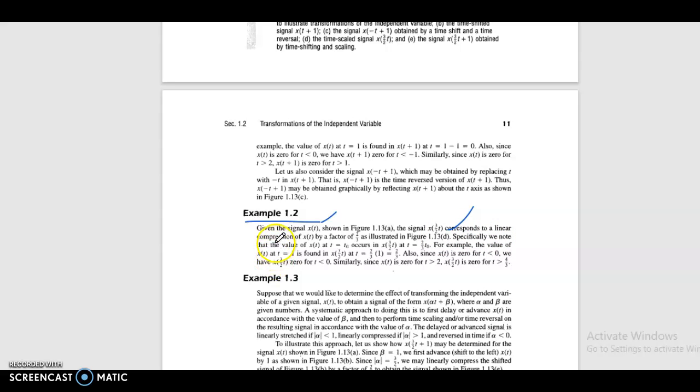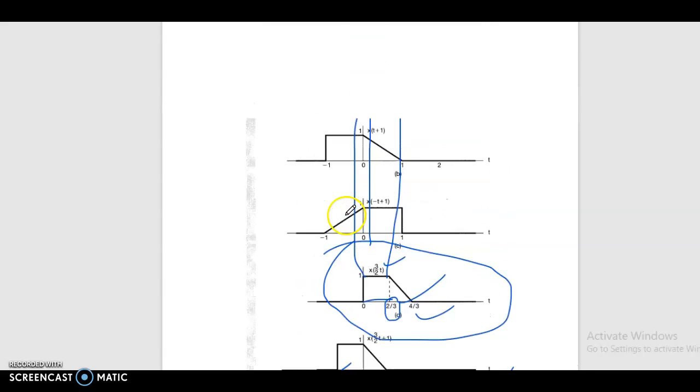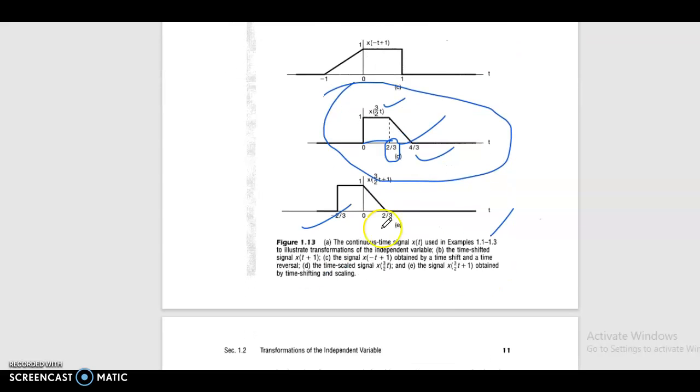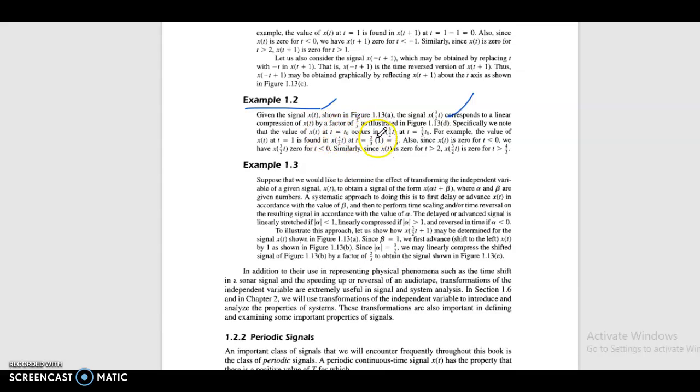Specifically, we note that the value of x of t at t equal to t0 occurs in x of 3/2 t at t equal to 2/3 t0. Specifically, the value of x of t at t equal to 0 occurs in x of 3/2 t at 0.